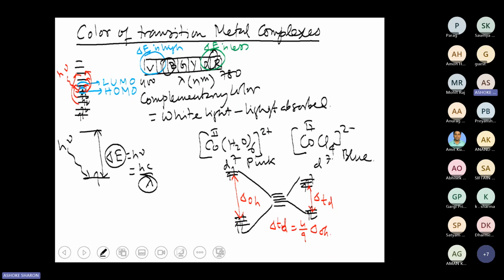Now another example, usually the zinc complexes are colorless.